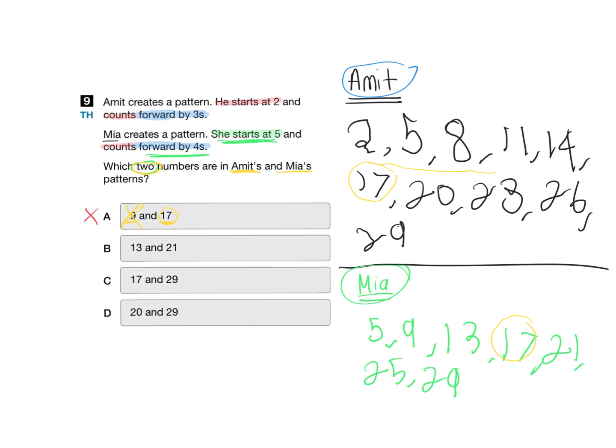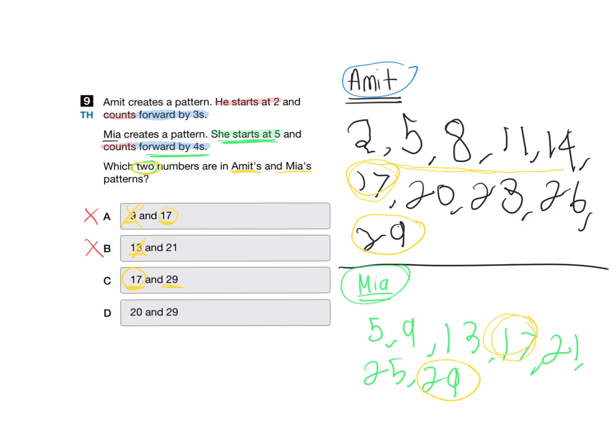What about B? Do they both have 13 in their pattern? Does Amit have 13? No. Does Mia have 13? Yes. But they both don't have it. So we know that can't be the answer. What about C? Do they both have 17? We already discovered they do, right? Yeah. And do they both have 29 in their pattern? Yes. Oh, wow, they do.